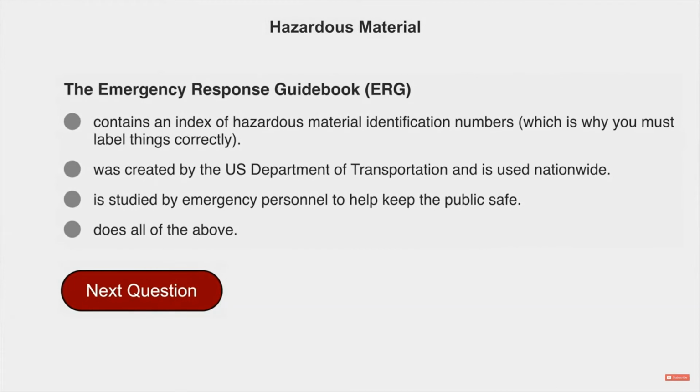The Emergency Response Guidebook, ERG, does all of the above: contains an index of hazardous materials identification numbers, which is why you must label things correctly; was created by the U.S. Department of Transportation and is used nationwide; and is studied by emergency personnel to help keep the public safe.